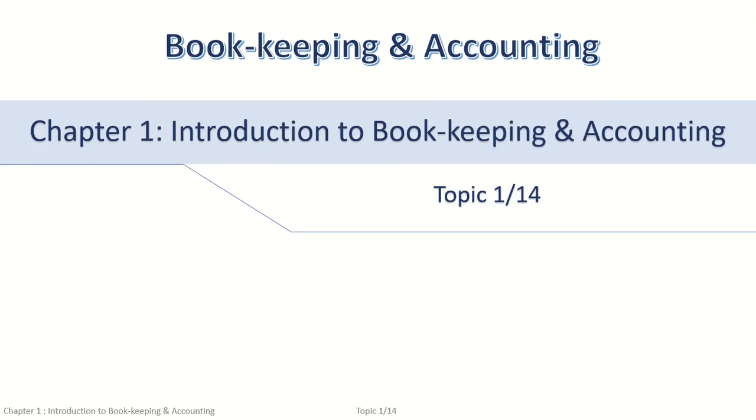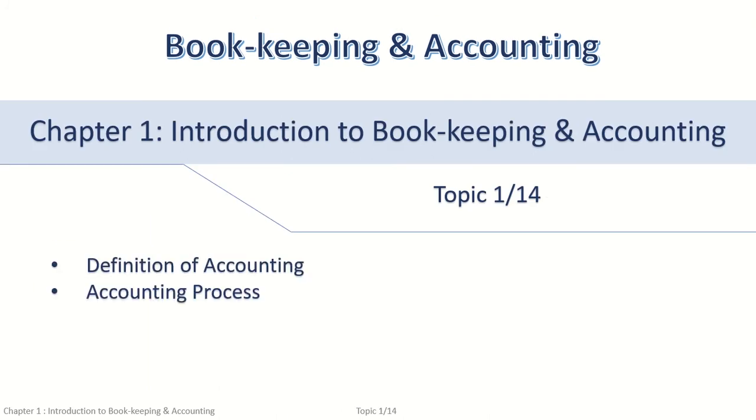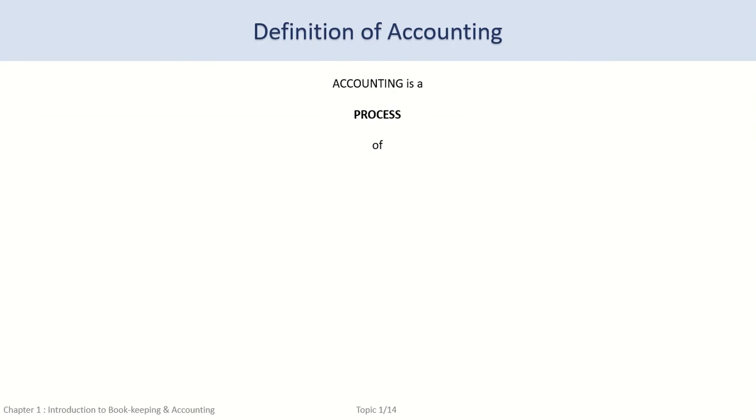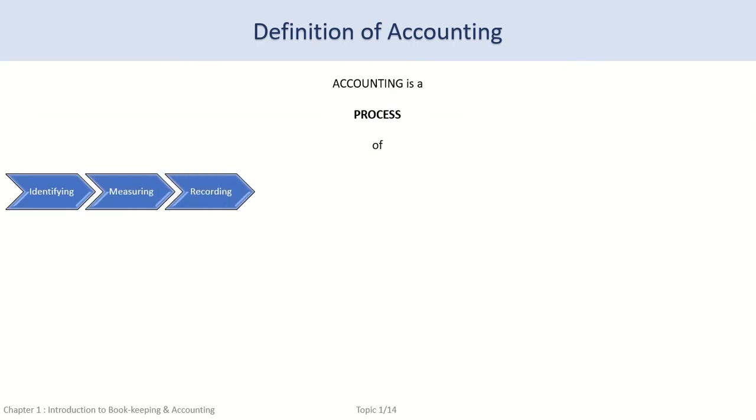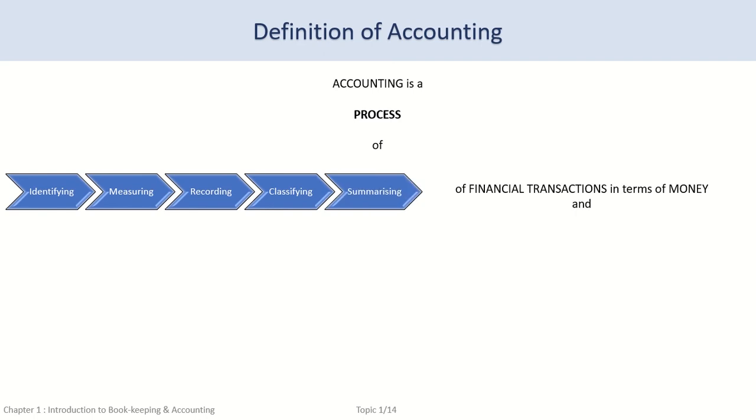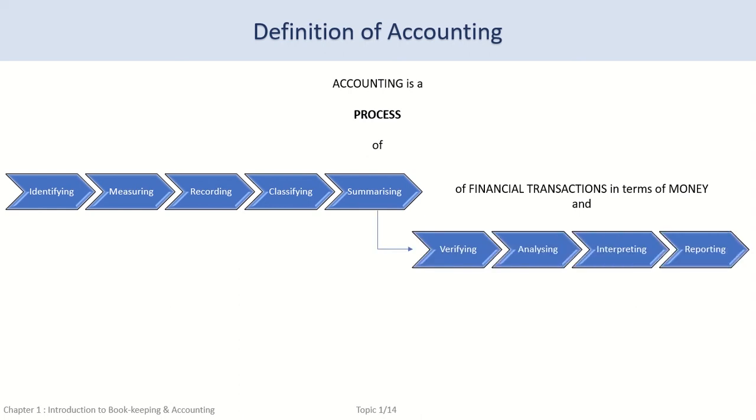Let's start with the first topic of this chapter, the definition of accounting and its process. Accounting is a process of identifying, measuring, recording, classifying, and summarizing the financial transactions in terms of money, as well as verifying, analyzing, interpreting, and reporting the results thereof.